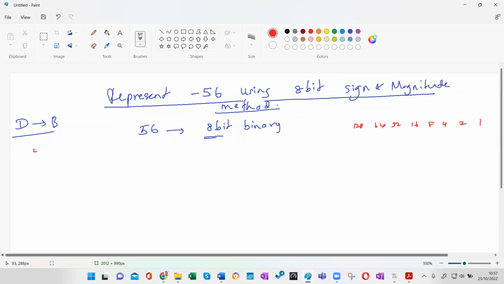The normal method would be to divide 56 by 2 and go on dividing until it is not further divisible by 2, right? The easy method is this, but depending on the question, you need to use either method 1 or method 2. Now, tell me 56. You have to put 56 into these slots. Do we have 128 in 56?